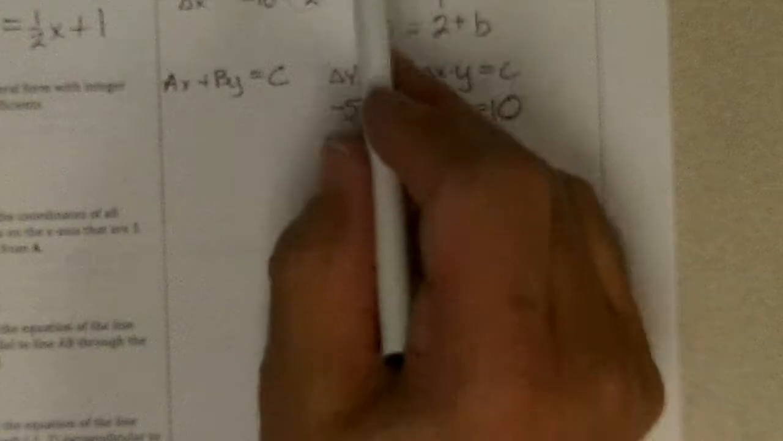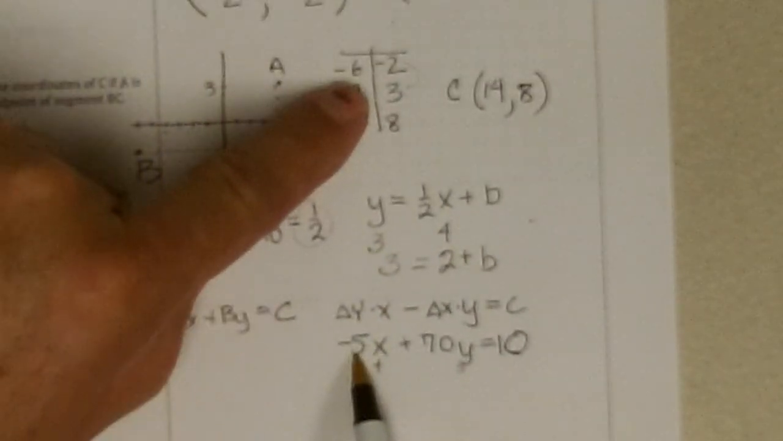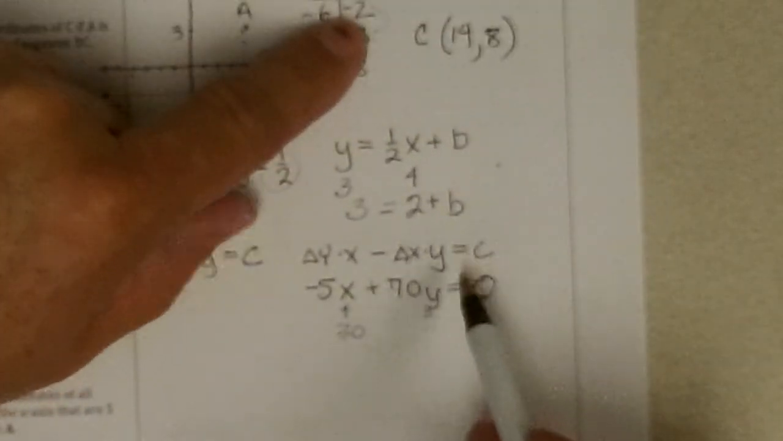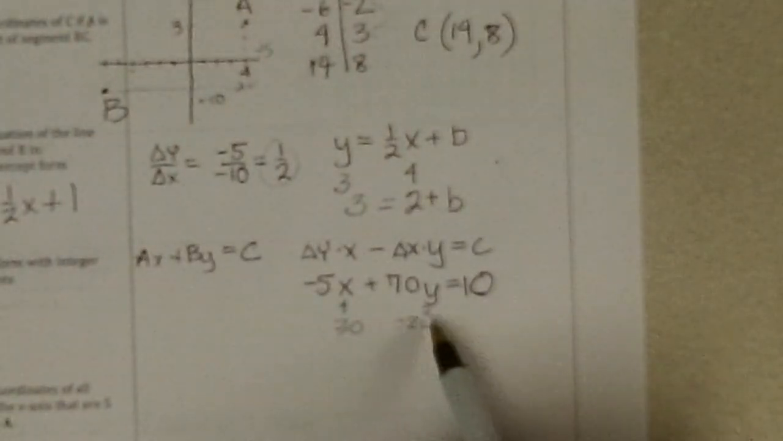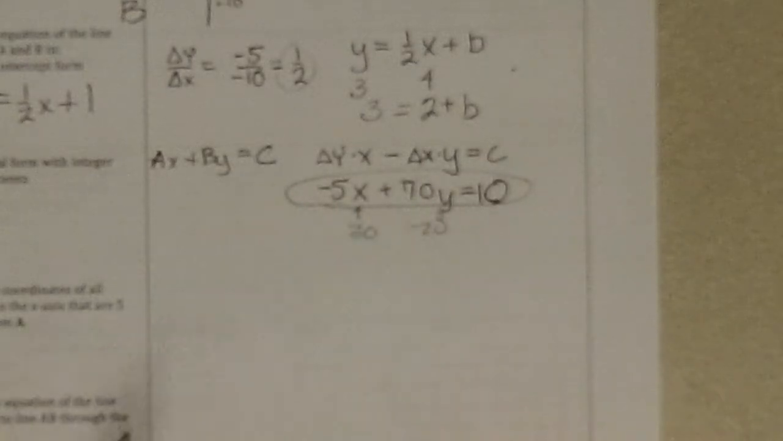Now we can check it by using the other point. -5 times -6 is 30. -2 times 10 is -20. 30 minus 20 is 10. So that is working. It's hitting both points.